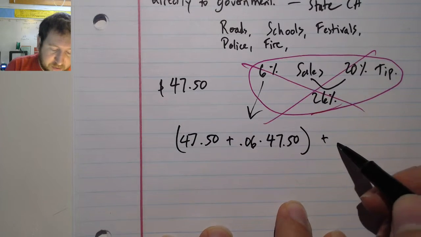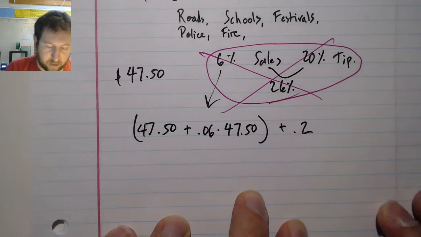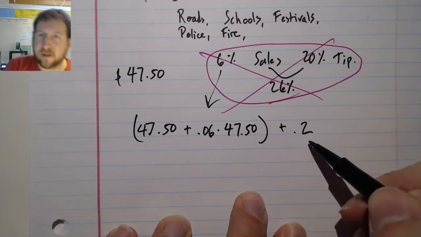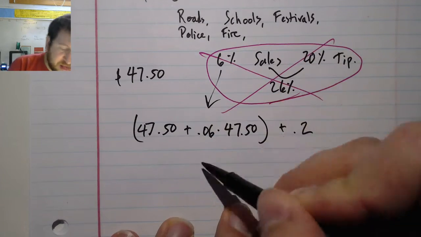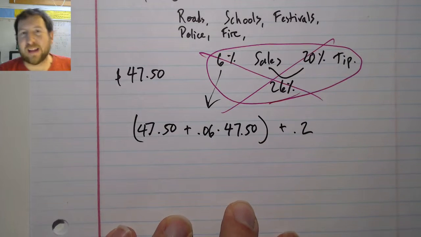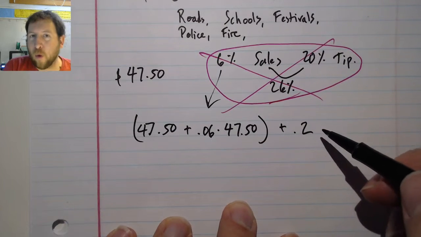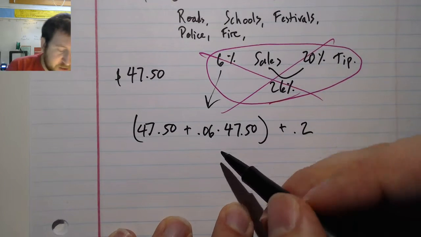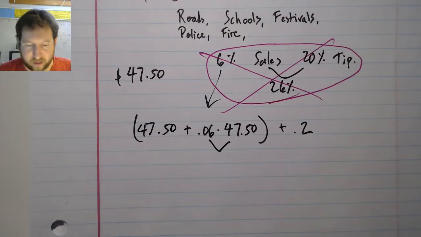But my tip is going to be 0.2, but the original amount for my tip is going to be this total right here. So I can't put this in yet. I'm going to have to wait for a minute to add it in. So first, let's simplify this.